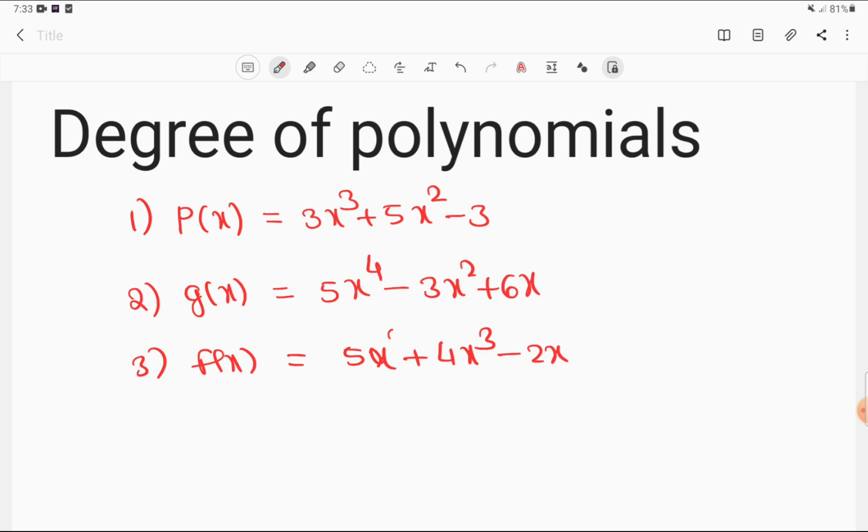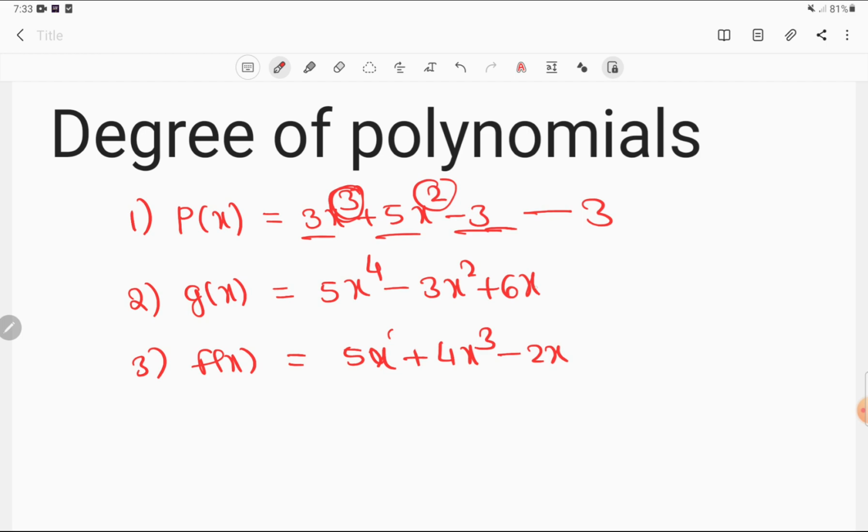So see the first one. What is the highest degree here? See the exponent, not these numbers 3, 5, minus 3. No, not these numbers. You have to see the power exponents. So it is 3, here is 2. Which is the highest here? 3 is highest. So its degree is 3.